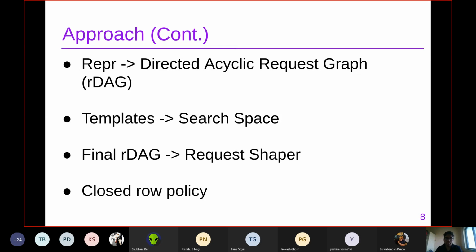So DAG guys can hide the victim's access pattern, but it can't really do anything about getting hits in the same row, which the attacker can take advantage of. So closed row policy basically means that temporally adjacent memory requests on the same row will not result in a hit. So this is a complement to the solution.